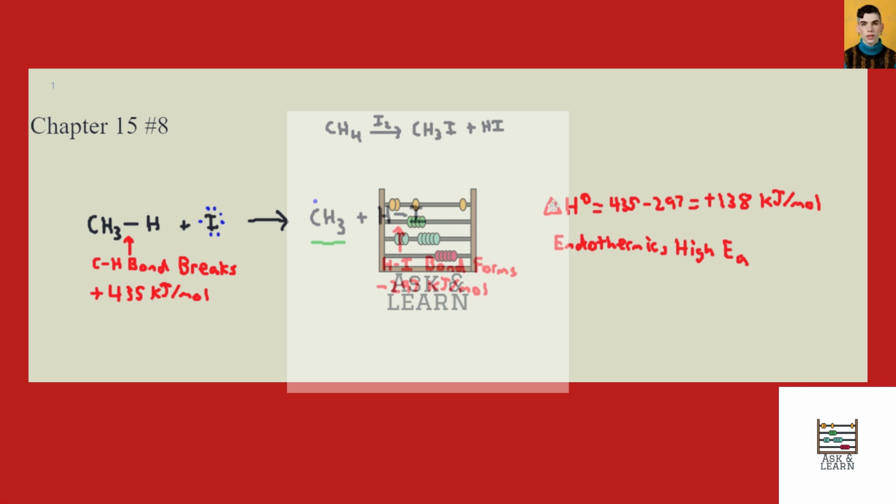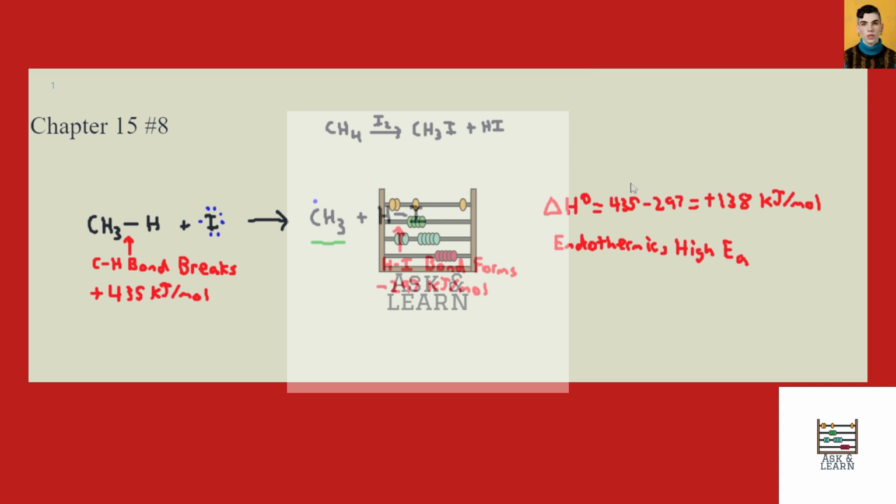And so the overall delta H naught is 435 minus 297, or positive 138 kilojoules per mole. And so that's quite endothermic. It's more endothermic than, again, a comparable reaction with chlorine or bromine would be.